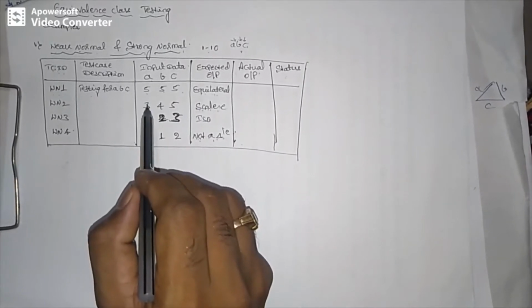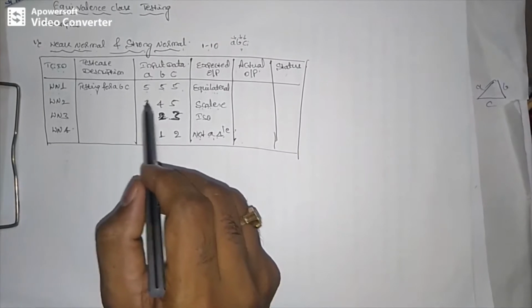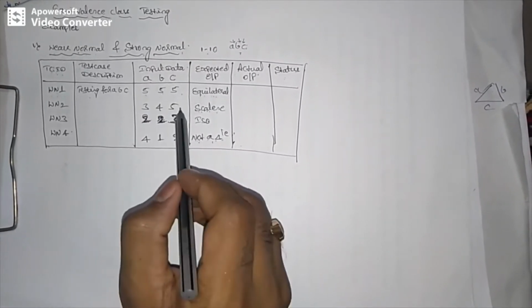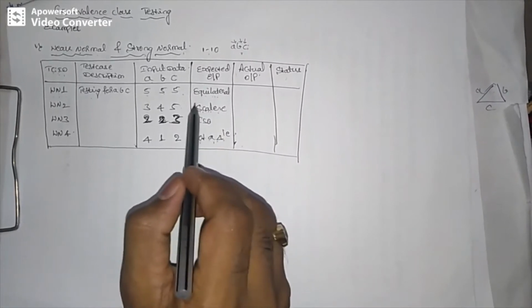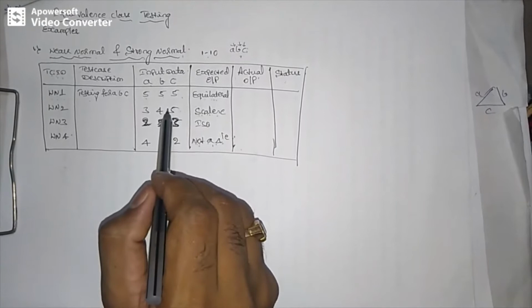It is not mandatory that you need to specify 3, 4, 5. You can specify 5, 6, 7 also, or 7, 8, 9 also. Based on that, whenever you give such an input parameter list, you need to generate scalene.